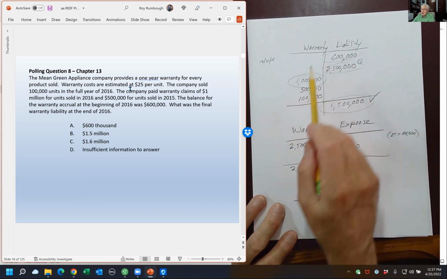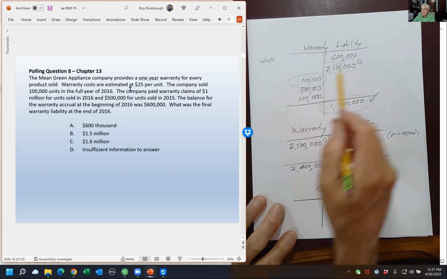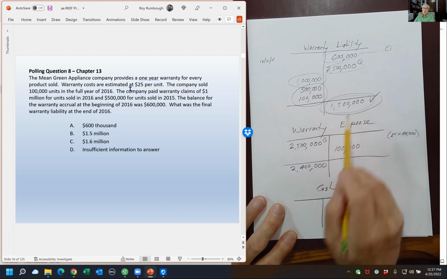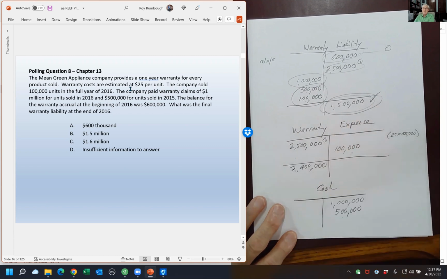And how about this? The auditor said, hey, it's only a 1-year warranty. That has to go to zero. And it went to zero with these debits. So this only relates to products sold in 2016, because again, it's a 1-year warranty. So you've got to use some critical thinking here and give this some logic.